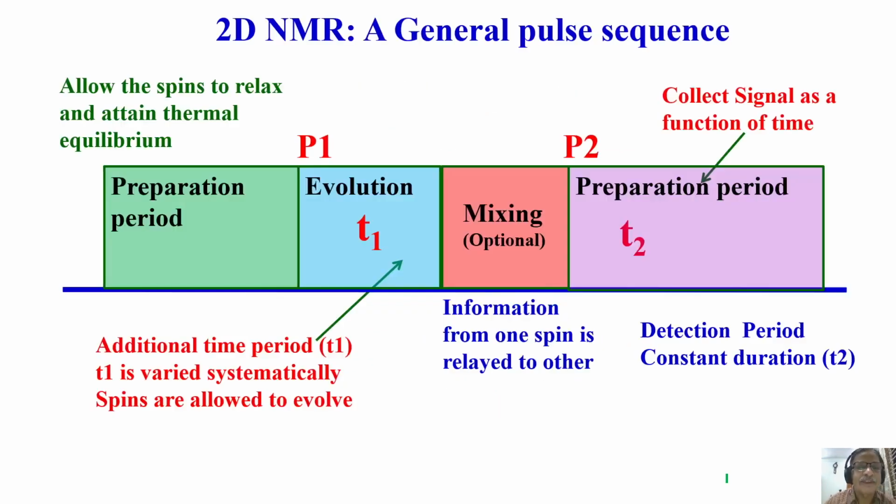So this is the general pulse sequence. In fact, last class I showed you a 1D NMR is one. We apply one radio frequency pulse, bring the magnetization to XY plane, start collecting the time domain signal, do the Fourier transformation. Single time domain data, single Fourier transformation gives you a single frequency domain spectrum. This is the one-dimensional NMR.